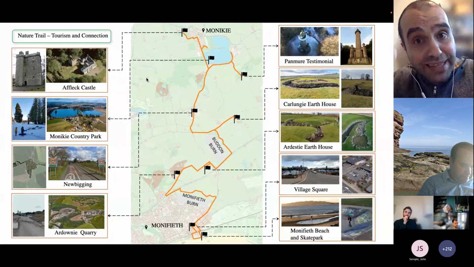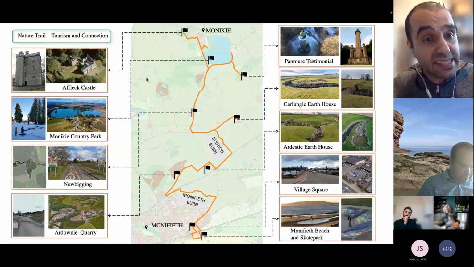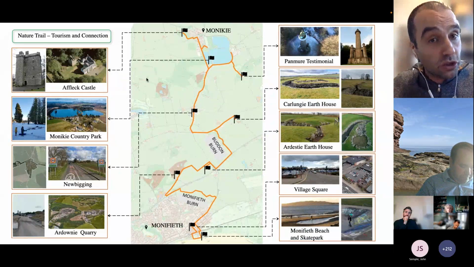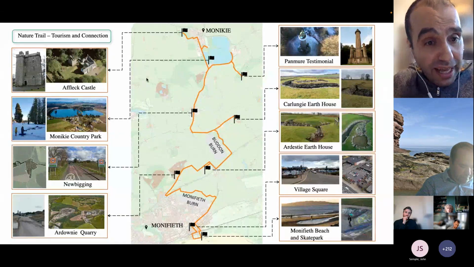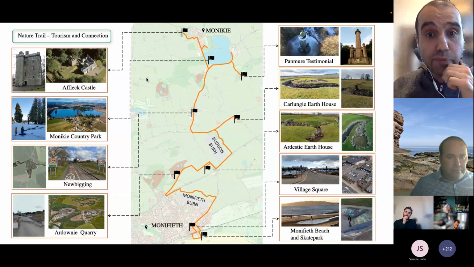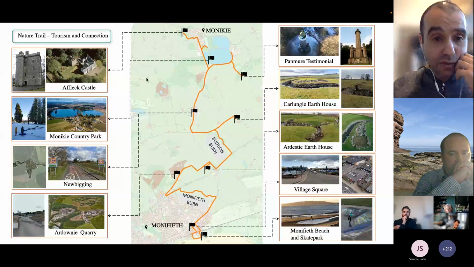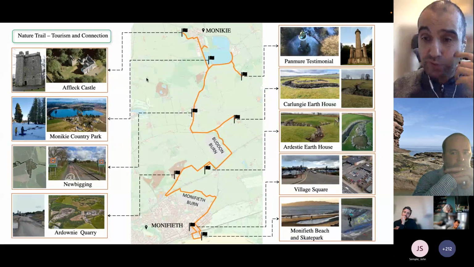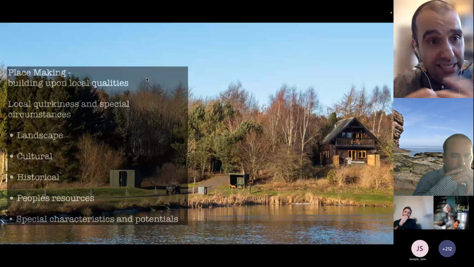But we also looked at the existing assets, because we noticed there are really stunning historical assets which could create what we call nature trails or tourism and connection. And some of the groups looked at that potential, linking Monifieth with Monikie, because that will bring benefit and profit to the community, and that could be put back to improve the infrastructure. So that's exactly what we did.